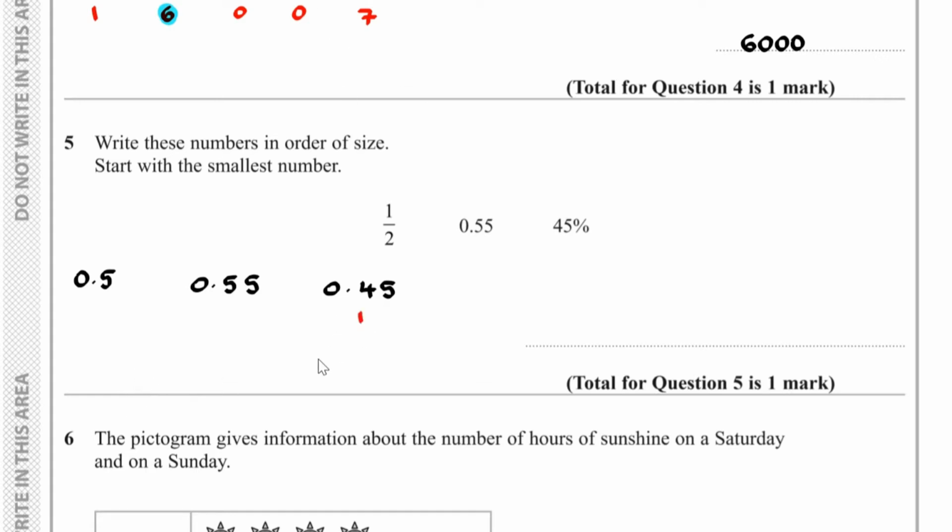Well, this is the smallest, followed by this, followed by this. So the 0.45, the 45%, is the smallest, followed by the 0.5, which is the same as 1/2, followed by 0.55.